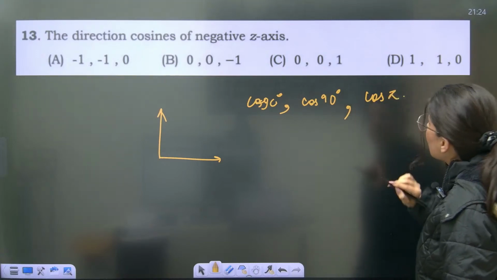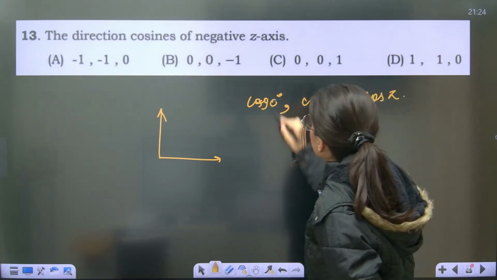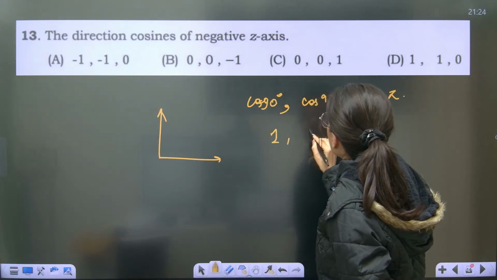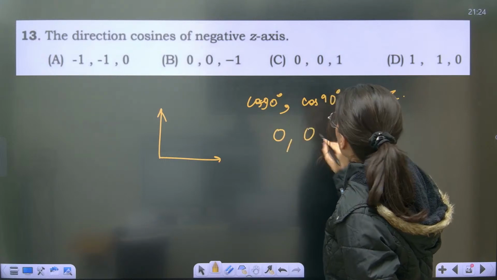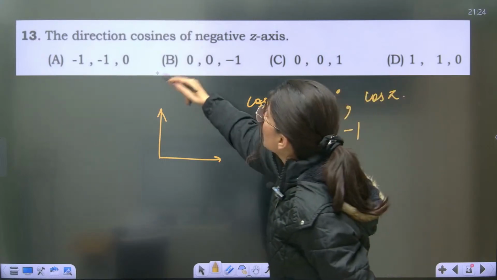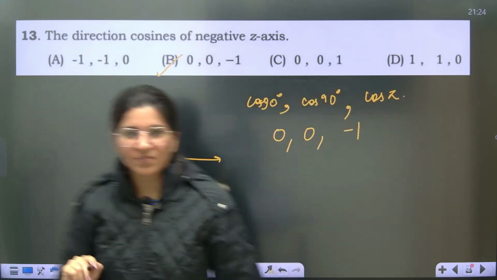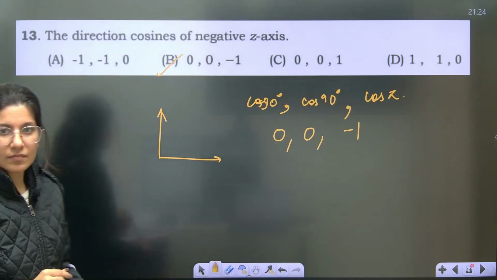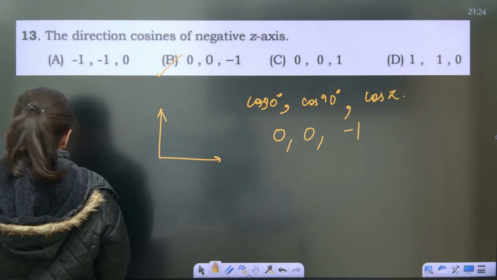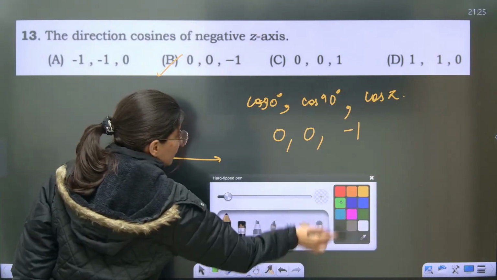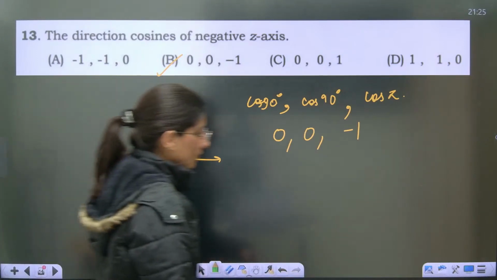Yes, cos pi, negative z, right? So clearly cos 90 degrees is 0, comma 0, comma cos pi is -1, option B, because the axis is negative z axis. Okay.